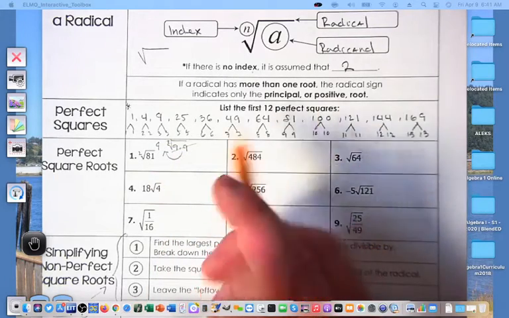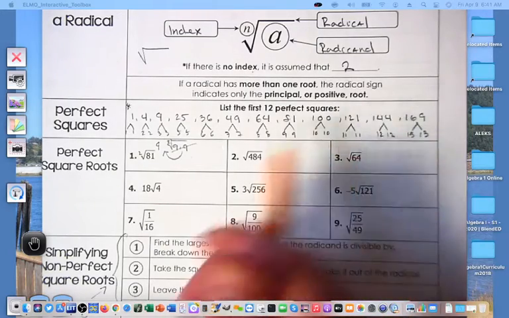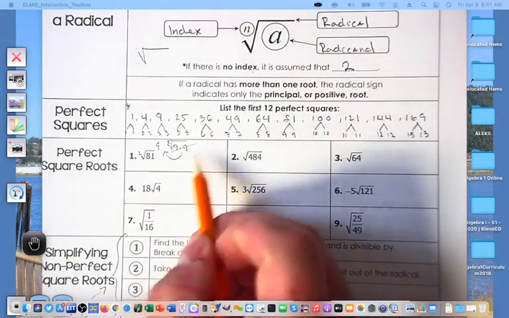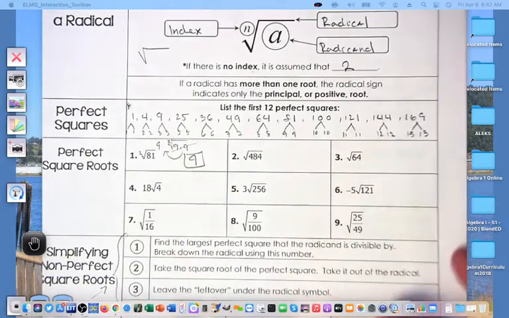outside the radical. Now, if everything under the radical sign finds a perfect match and goes outside the radical, the answer to the square root of 81 is 9. I'm going to do this on each of these.